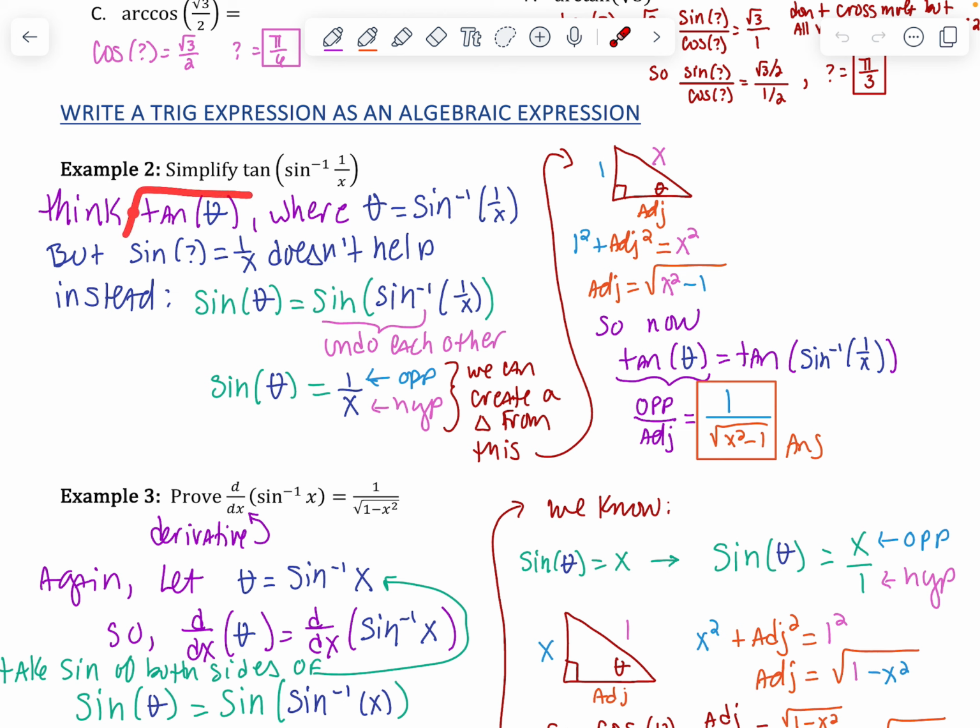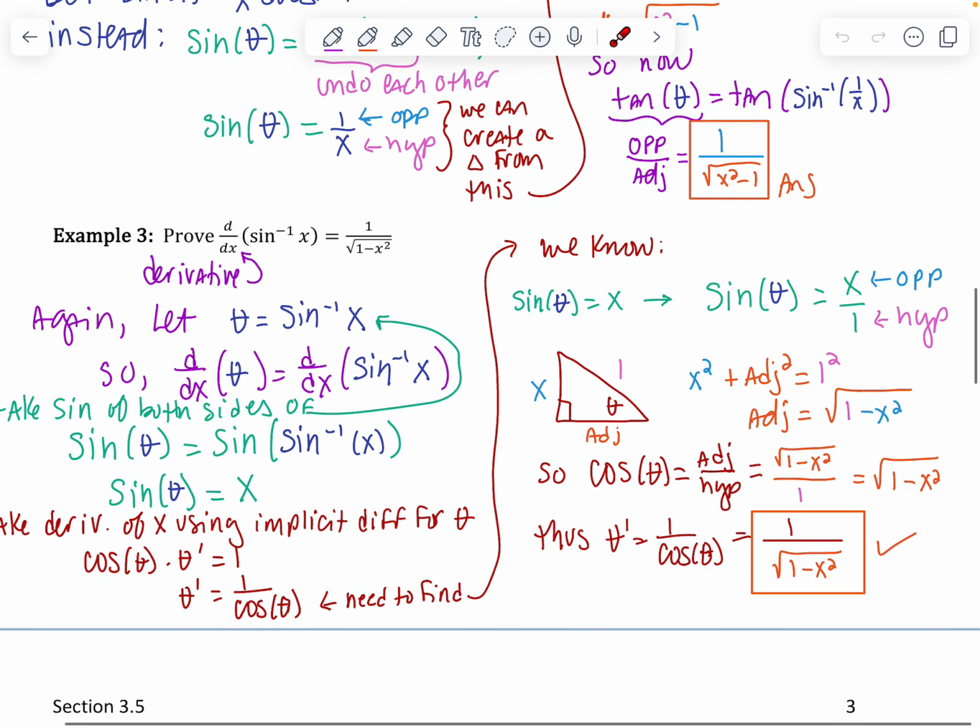But remember, we were using tangent of theta where theta is actually the question asked. So the question asked has the same answer. Okay, here's where that is helpful. What if I was asked to take the derivative of an inverse sine? Now, this is going to turn out to be the formula, but let me go ahead and show you where it comes from. We're going to prove it.